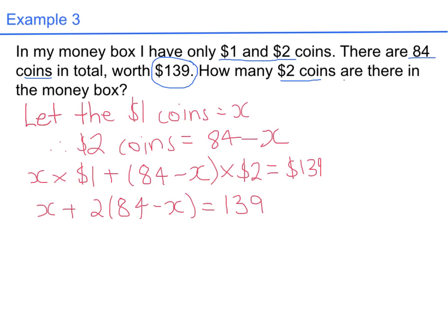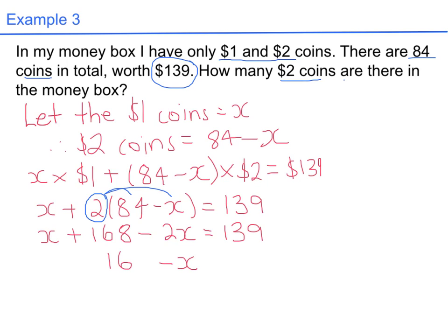Our equation skills tell us that we must expand the brackets first, so everything inside that set of brackets must be multiplied by 2. So doing that, we have x out the front plus 2 lots of 84 giving us 168 minus 2 lots of x, and that's equal to 139. Collecting our like terms together, we have x, take away 2 lots of x, leaves me with negative 1 lots of x. We have 168, and that's equal to 139.